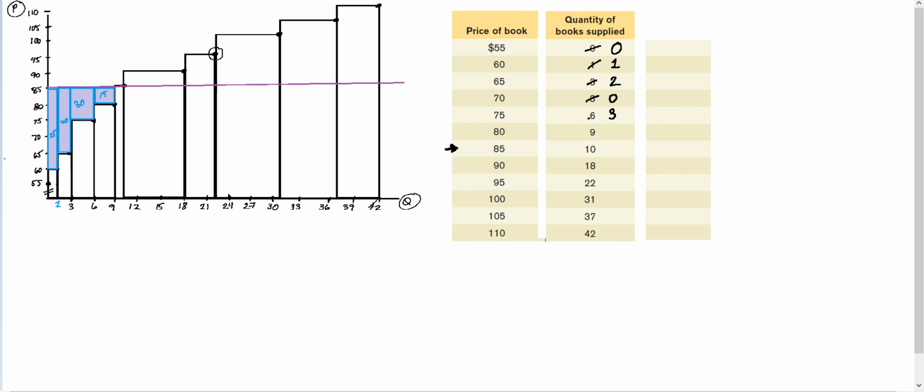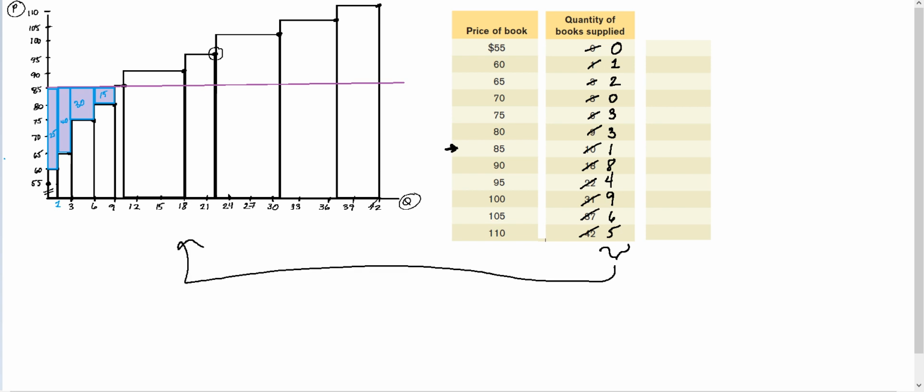Now, again, these numbers here are the width of all of these rectangles. That's what we need in order to be able to calculate the producer surplus. Not the total, but the width. Or in other words, how many sellers has the market generated a certain amount of producer surplus for at different selling prices of the books.